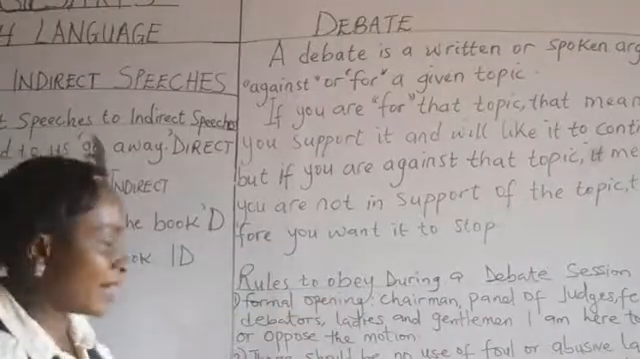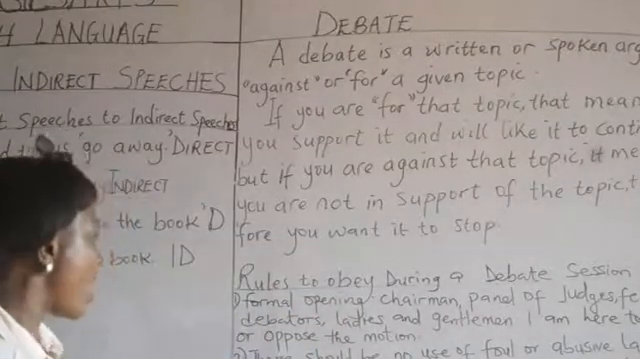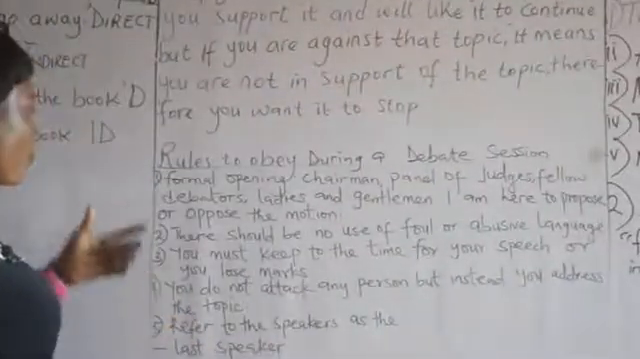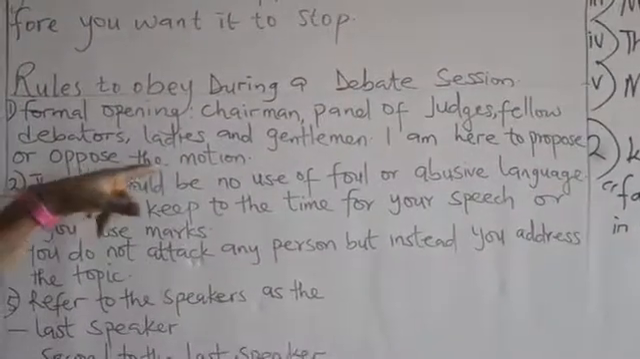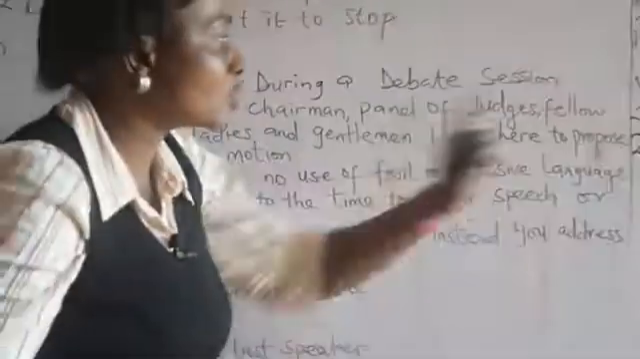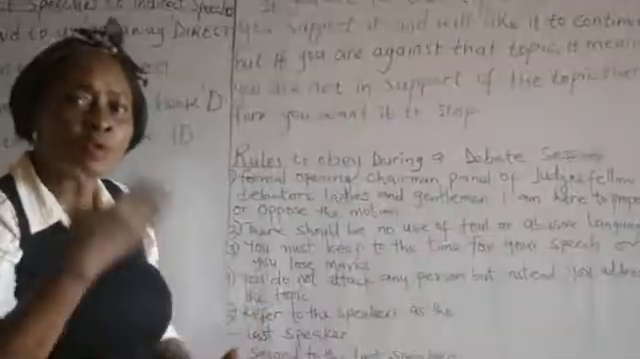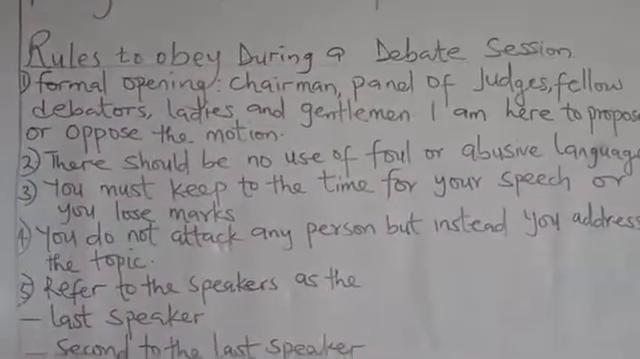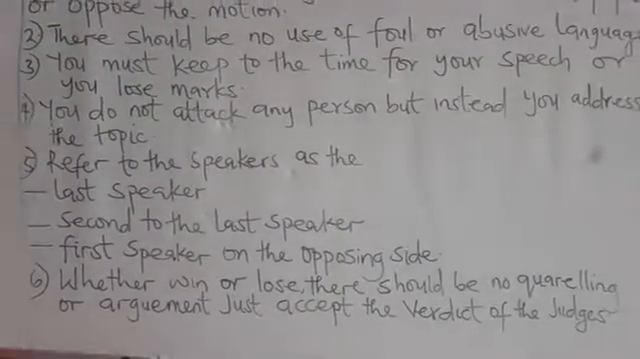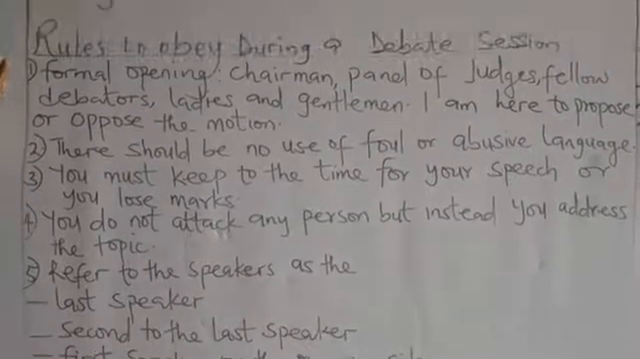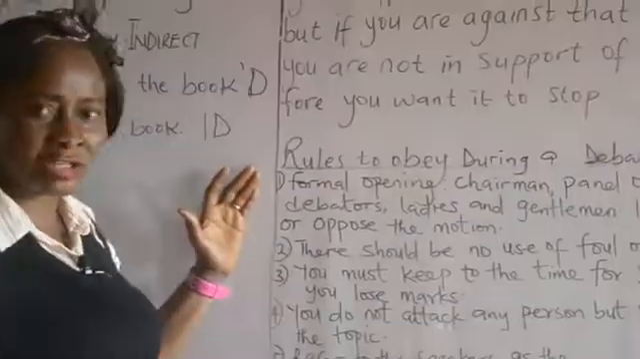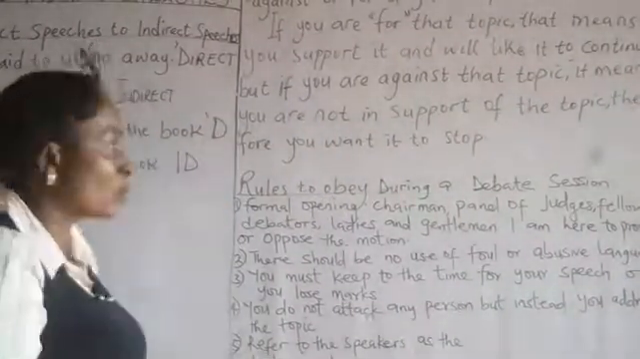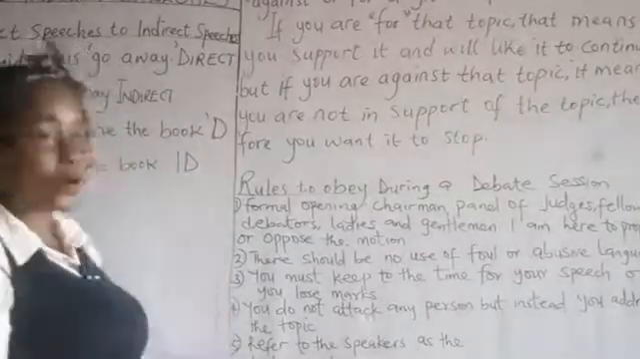You can use: Chairman, panel of judges, fellow debaters, ladies and gentlemen. I'm here to propose or oppose the motion. Listen, propose means you support. You are speaking for the motion. And oppose means you do not support the motion. You are speaking against the motion. Do you get it? So your opening should be formal in nature.